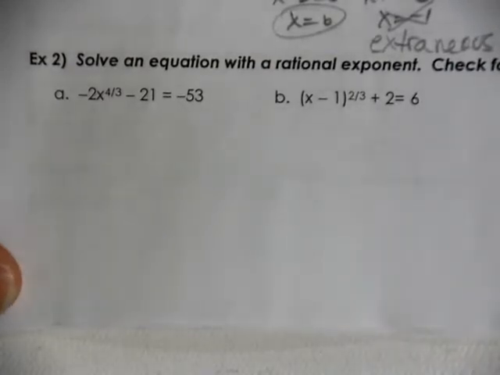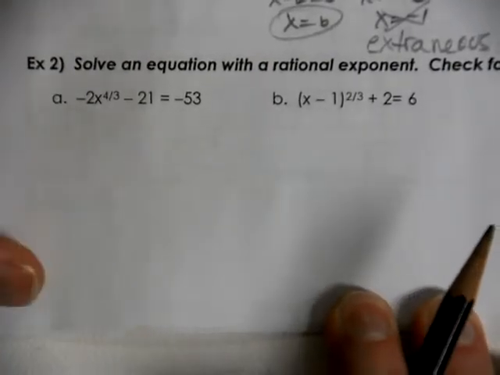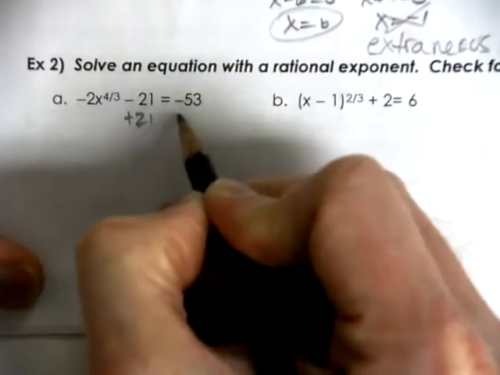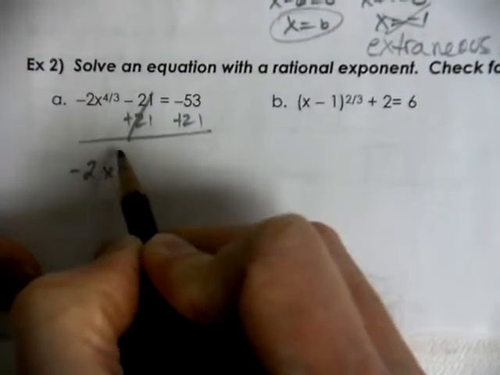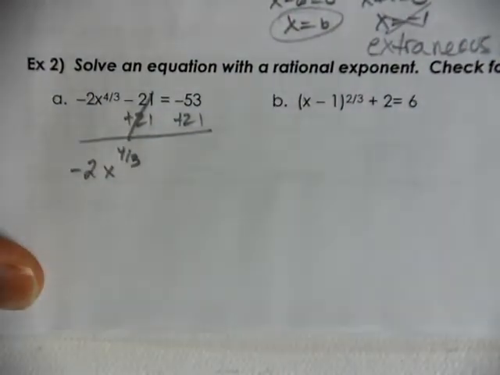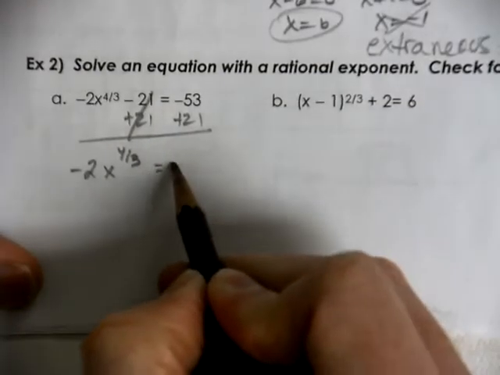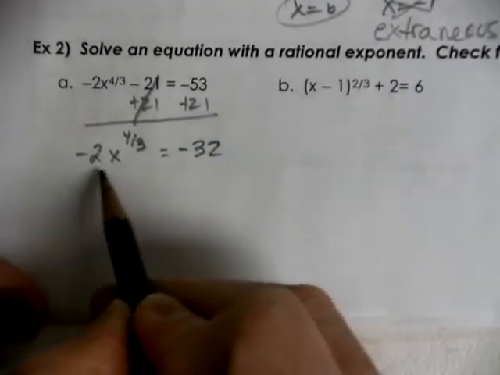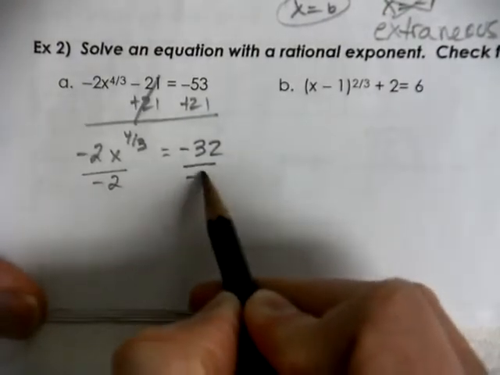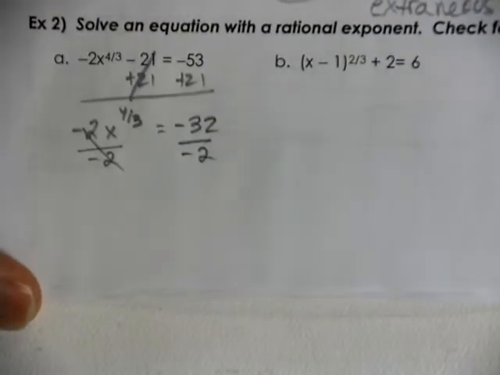All right, for our next section down here, we would need to add the 21 first because we're trying to isolate our x value. We don't have a radical right in front of us, but we're trying to isolate that x value that has the fractional exponent. Then we will divide by the negative 2. It is super important that you move the 2 first.